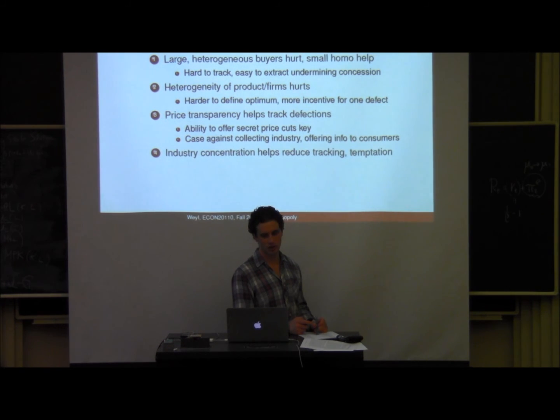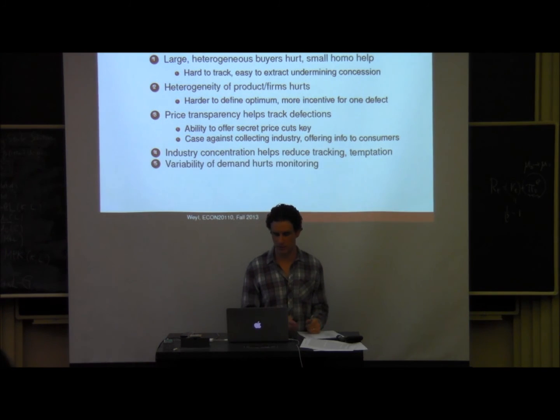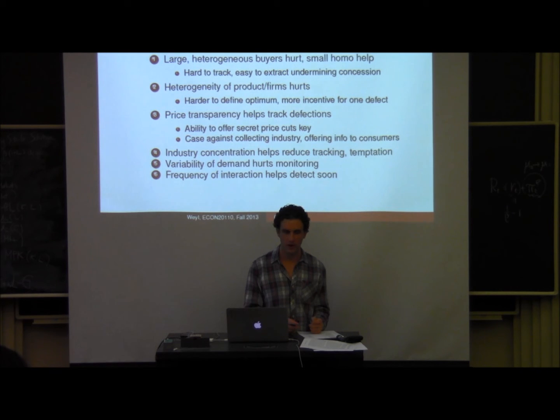Industry concentration helps reduce the tracking problem because there aren't as many people to keep track of, and one firm won't have a temptation to break out from being this little firm and grab the whole market because they'll all have a stake in the market doing well. The more demand fluctuates around, the harder it's going to be to figure out what's cheating and what's just natural fluctuations.